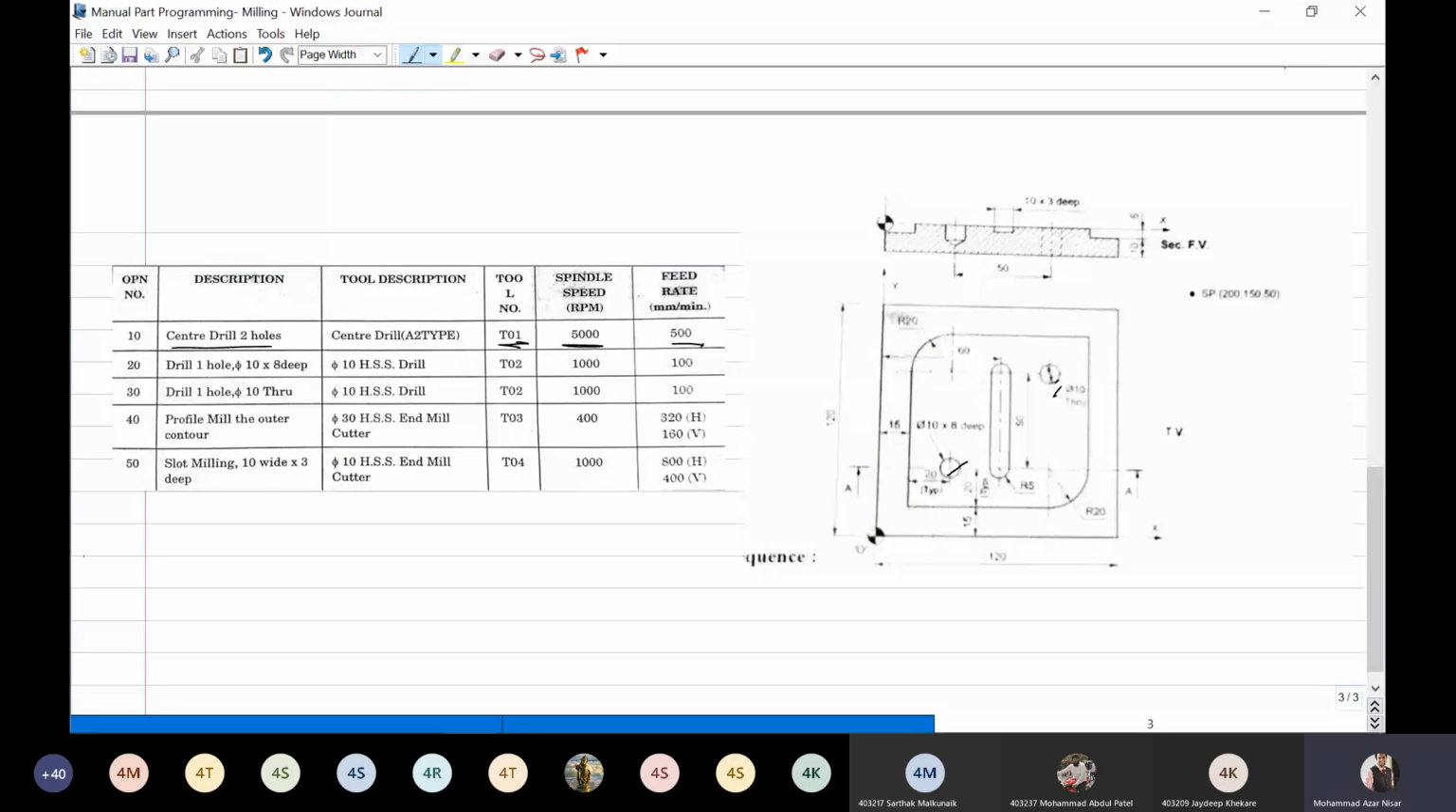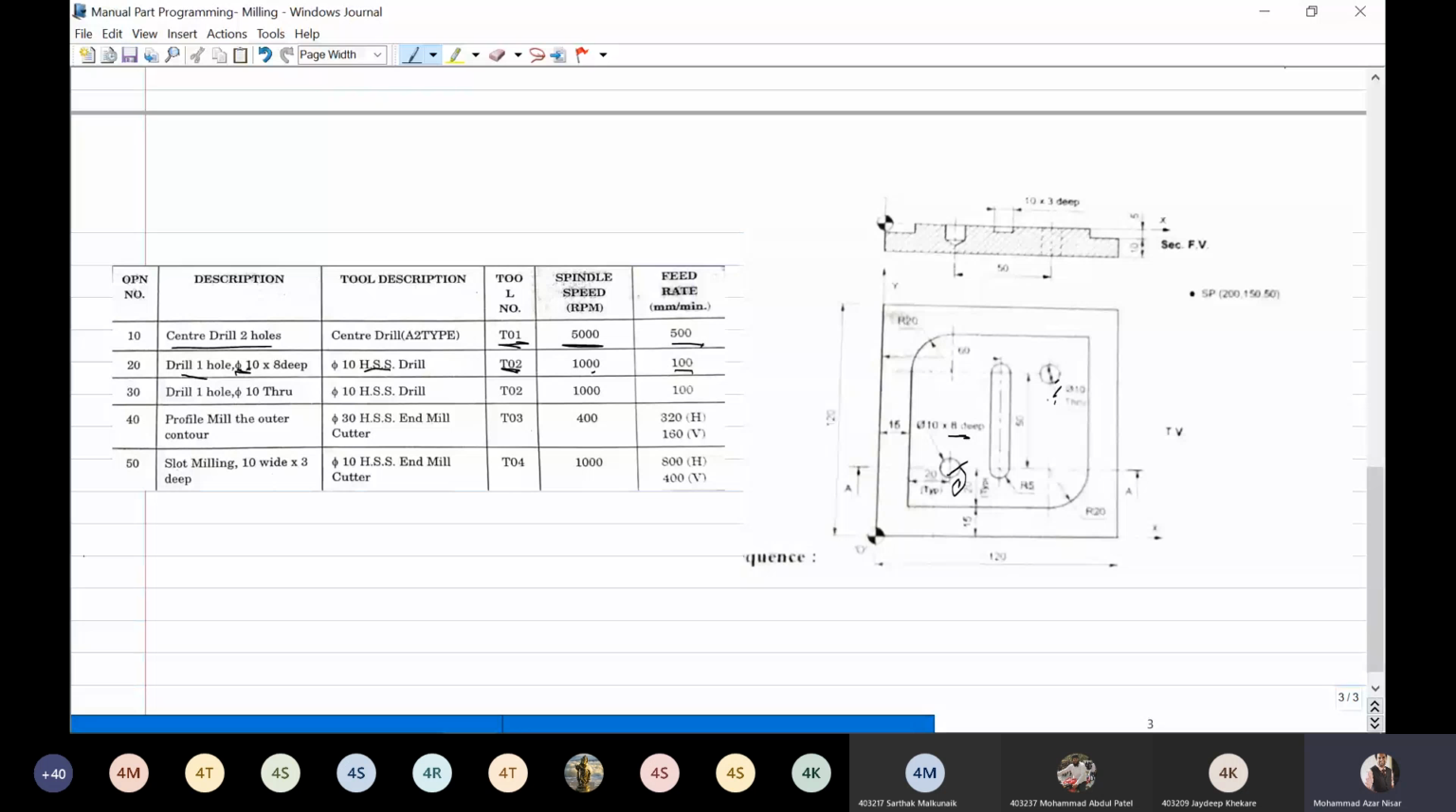Then in the next sequence they have given you another tool, T02, of 10 mm diameter, of HSS drill material. You have to take the spindle speed as 1000 rpm, and the feed rate is 100 mm per minute. You have to complete hole number 1 and hole number 2, sorry, hole number 1 with a depth of 8 mm.